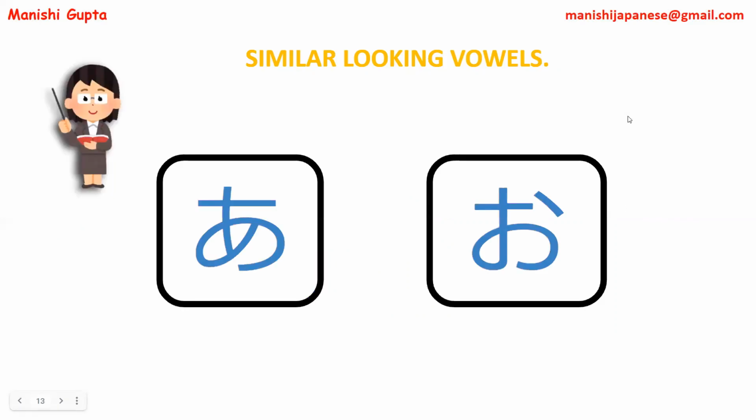Now we have two similar looking vowels. The first one is actually A and the next is O. Now how do we differentiate? If you see, there's this extra stroke given on top of this letter. So the one with this extra stroke will be O, and the one without will be A.